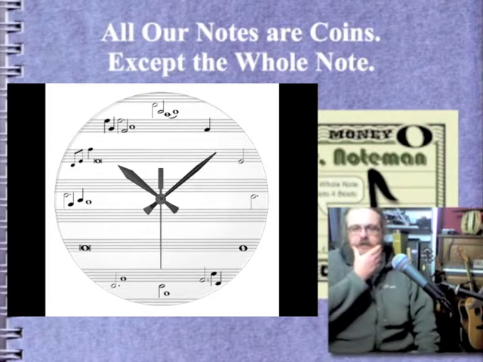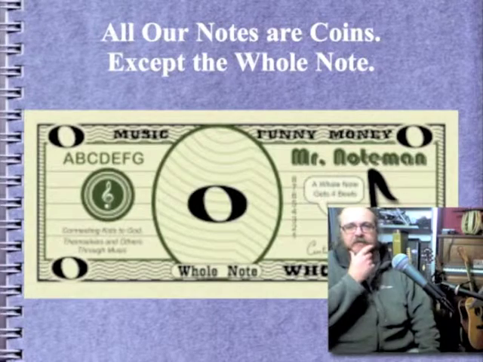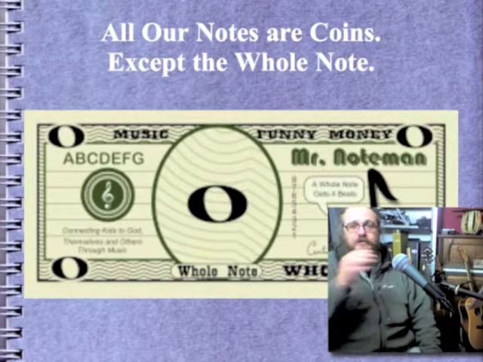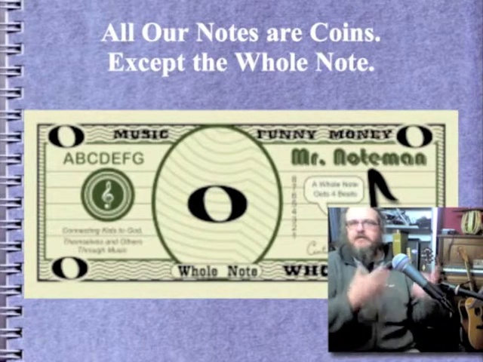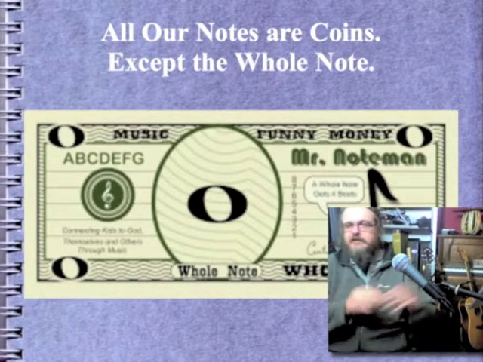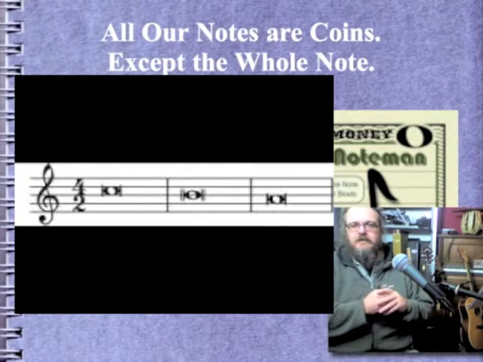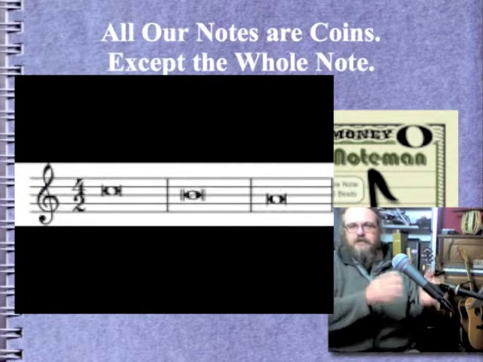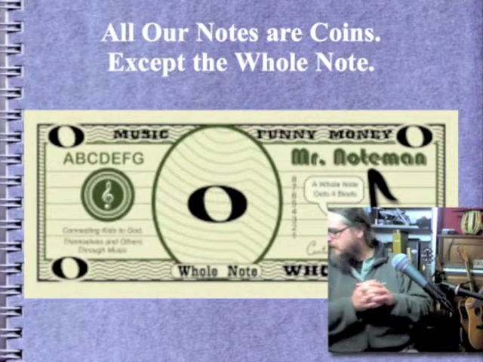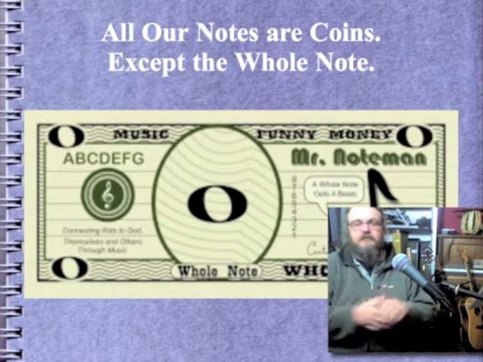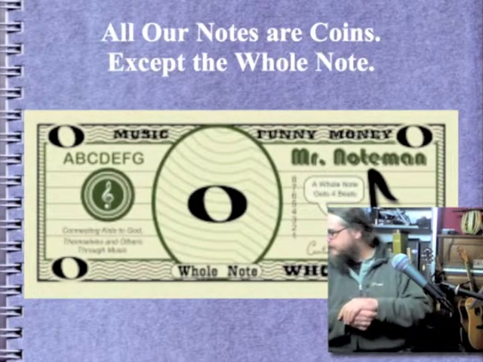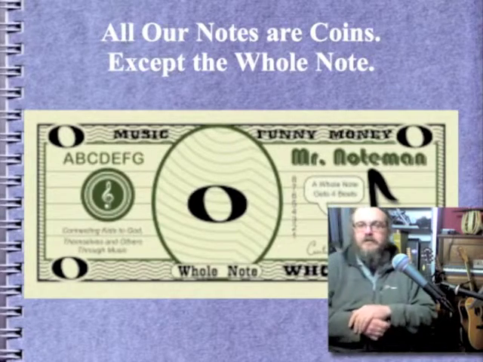So here's the only paper money note that we have in our bank, and it's the whole note. Now the interesting thing about the whole note is it's called a semibreve, semi denoting half. I asked this question of a friend the other day and looked it up as well, and there is such a thing as a breve, which is 2 whole notes. A whole note is called a semibreve, so now you know. But this is our basic unit of currency, and that is the whole note, otherwise known as the semibreve.